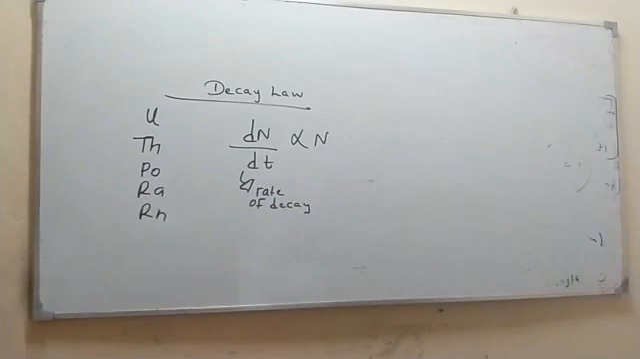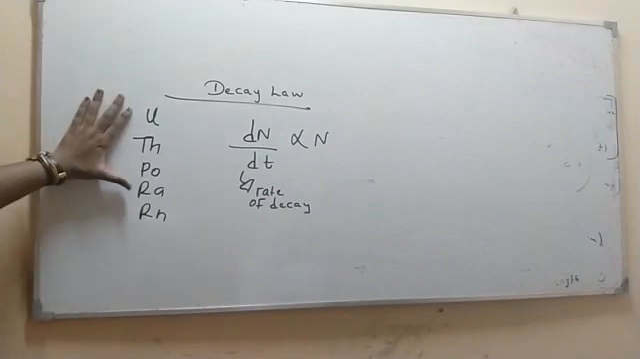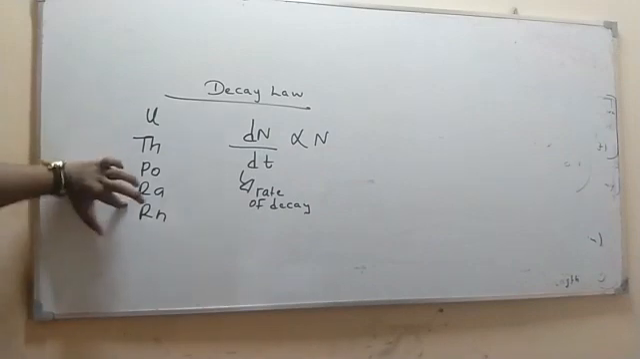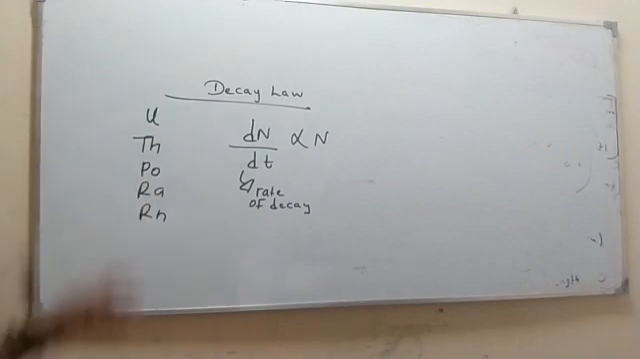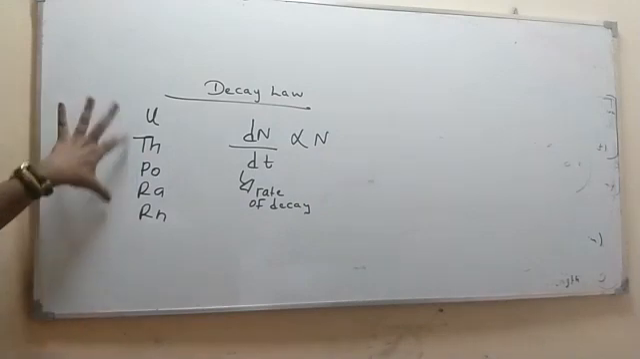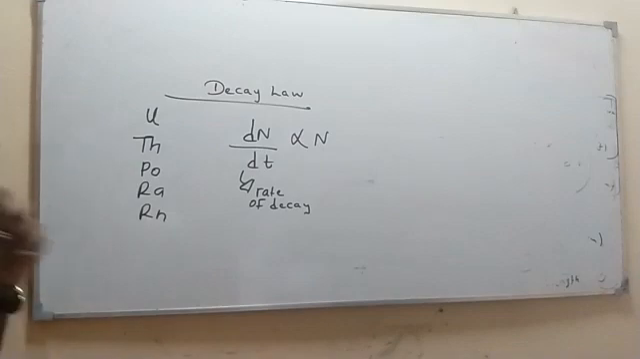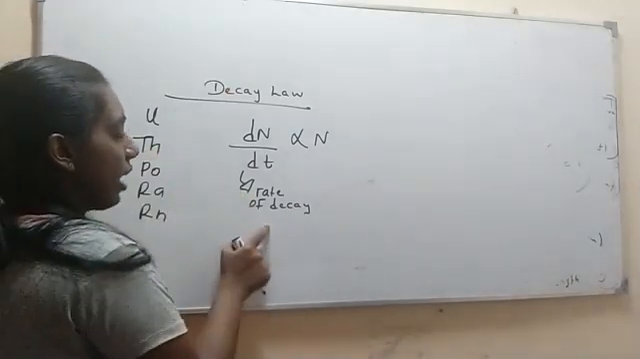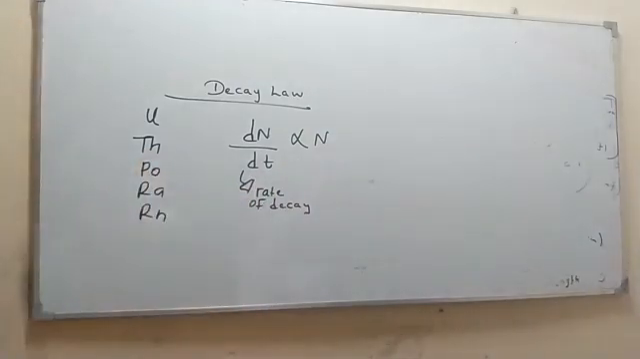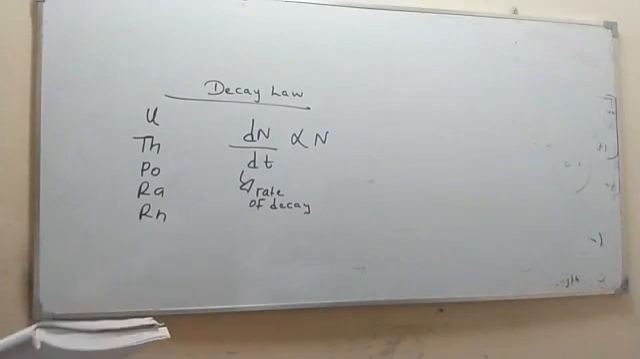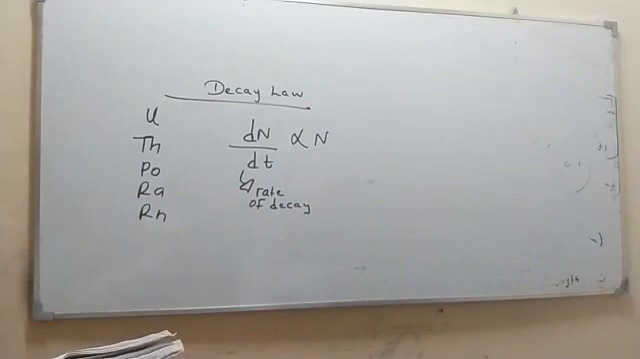Now this rate of decay differs from element to element. Uranium, thorium, polonium, radium, radon are some of the radioactive elements. Inside the nucleus of uranium and thorium, is the proton plus neutron number the same? No. Uranium is different, thorium is different. So the decay law says the rate of decay is directly proportional to the number of parent nuclei present. That's what we call the decay law.